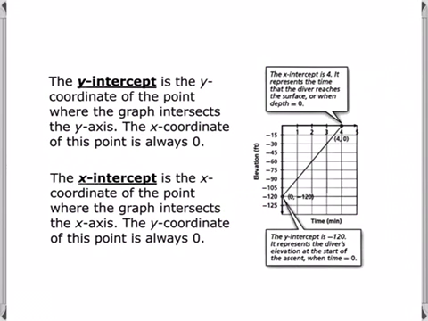The y-intercept is the coordinate of the point where the graph intersects the y-axis. The x-coordinate of this point is always 0. The x-intercept, on the other hand, is the x-coordinate of the point where the graph intersects the x-axis. The y-coordinate of this point is always 0. So when graphing standard form, it's easiest to graph it when using your intercepts. So we're going to talk about how to find the x and y intercepts of a standard form equation.